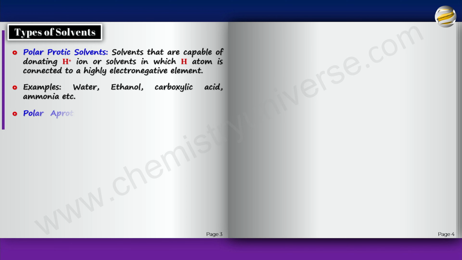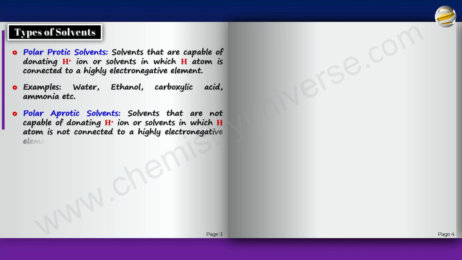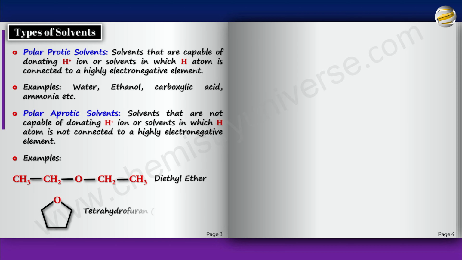The next is the polar aprotic solvents, and these are the solvents that are not capable of donating H+ ions, or solvents in which the H atom is not connected to a highly electronegative element. And the examples of this include diethyl ether, all solvents which don't have the net dipole moment as 0, but yet are not able to give any H because the H is not attached to a highly electronegative element like N or F. We have another form of ether that is called THF, or tetrahydrofuran. You got to remember the names of these and the formulae.